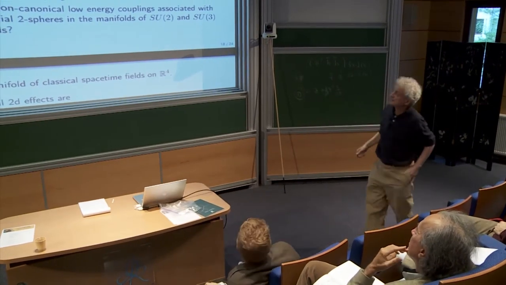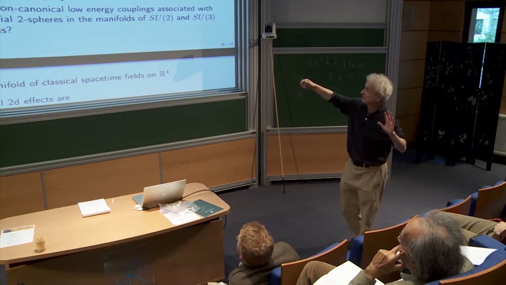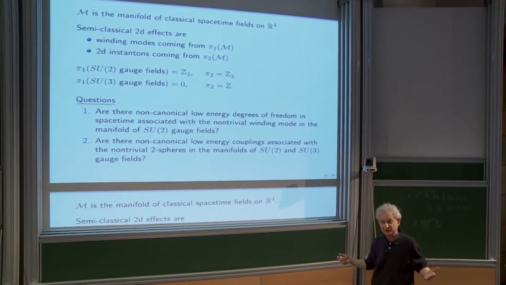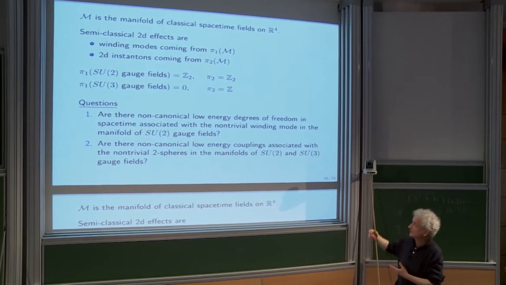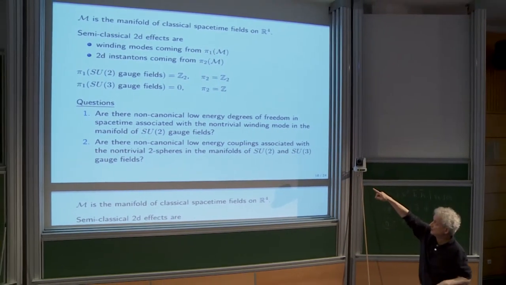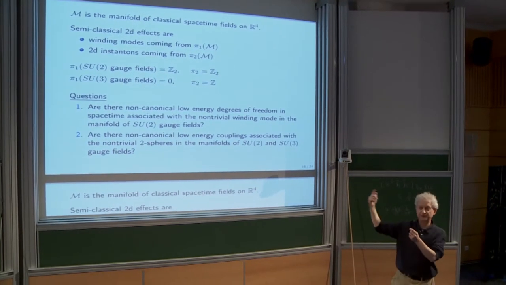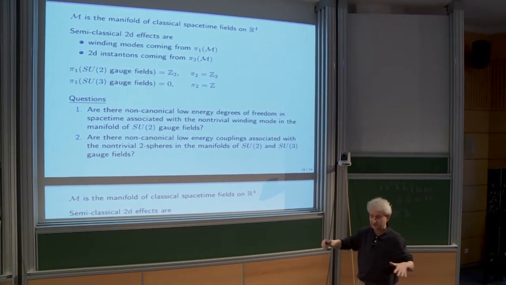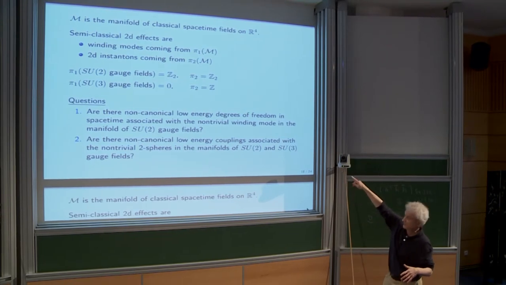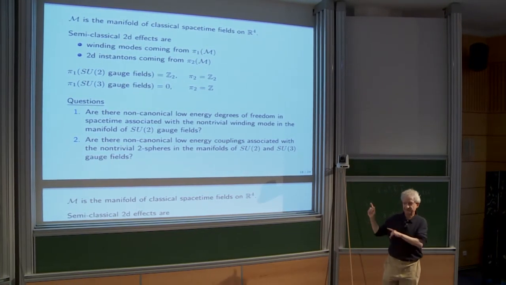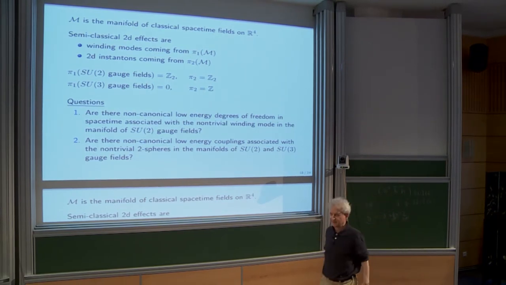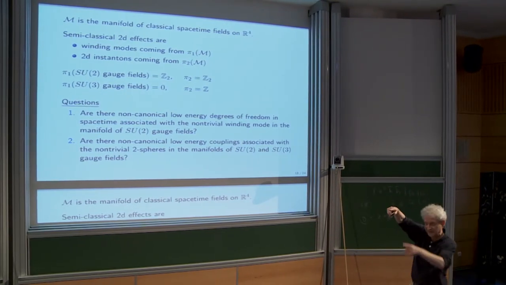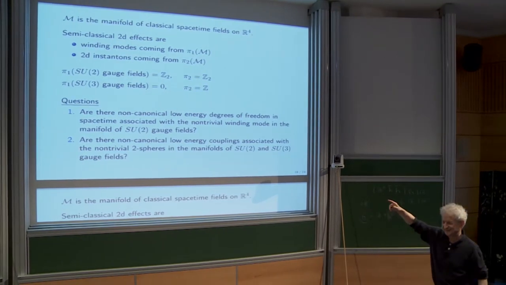Okay. So everything I'm assuming is happening at weak coupling. So non-perturbative effects would be semi-classical effects. And in two-dimensional field theory, semi-classical effects, the ones that I know about, are given by winding modes, which come from non-trivial loops in the target manifold, and two-dimensional instantons, which come from pi 2 of the manifold. So I guess this is the first mention of instantons, but two of the discoverers of that, Sasha Polyakov and Belavin, are here.